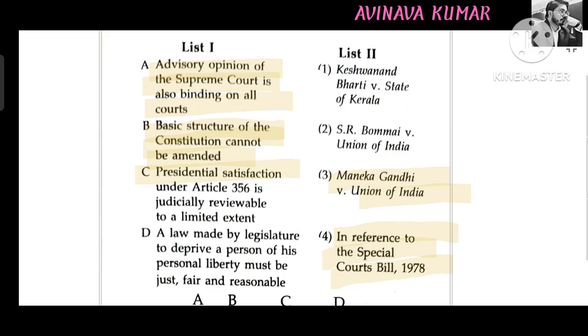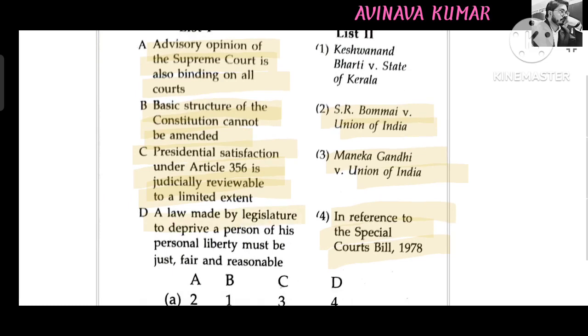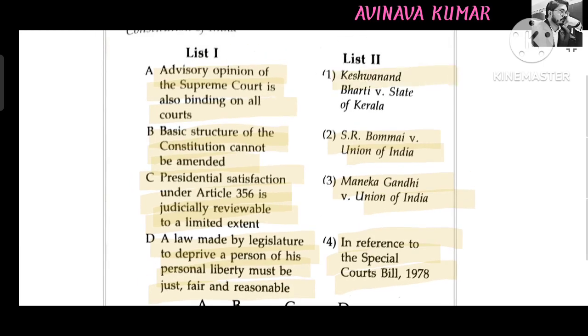Presidential satisfaction under Article 356 is judicially reviewable to a limited extent: SR Bommai versus Union of India. A law made by the legislature to deprive a person of his personal liberty must be just, fair and reasonable. Kesavananda Bharati versus Union of India. Wrong. First, in reference to the basic structure it is Kesavananda Bharati, presidential satisfaction is SR Bommai, and law made by legislation is Maneka Gandhi.